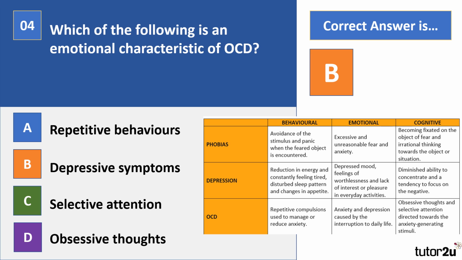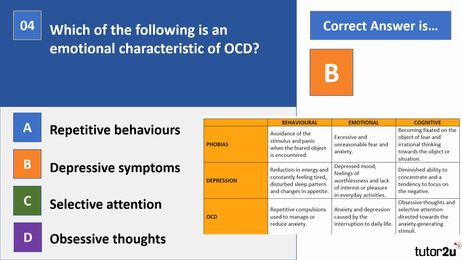So A there is a behavioural characteristic. The behaviours are repetitive in nature, such as, for example, in OCD, maybe excessive hand washing. C there, selective attention, is a cognitive characteristic, and what happens in that is all your attention is drawn to a particular stimulus, and this also actually occurs in phobias. D there is a cognitive characteristic, and these obsessive thoughts, one well-known one, I guess, being fear of contamination.